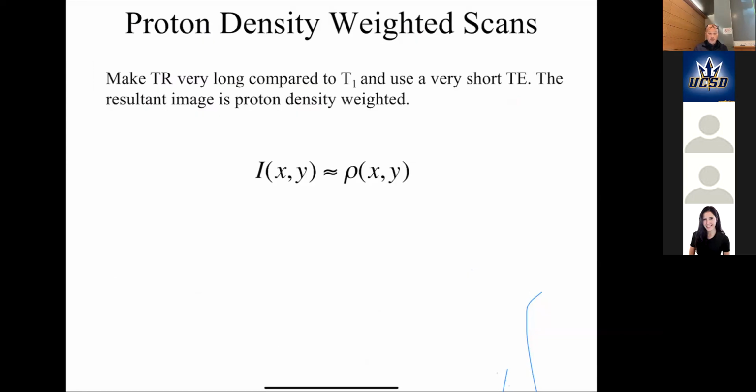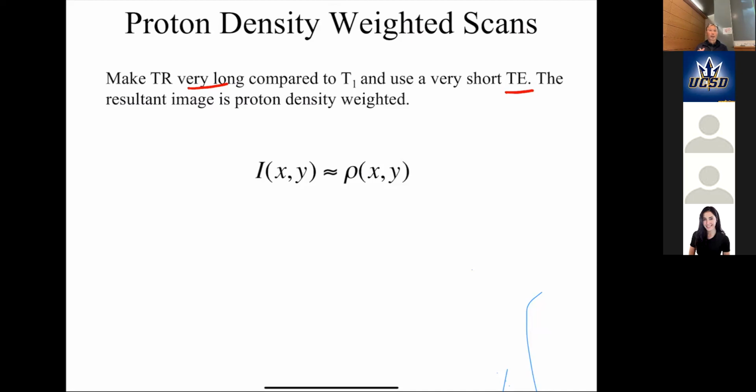And the last thing you can do is proton density, which is you just make TR very long, to get rid of T1 dependence, and make TE very short. And what does very long and very short mean? Well, typically for very long, you make the TR as long as the system will allow. Typically in a problem, it'll say your maximum TR is this. Typically that's about 12 seconds or 15 seconds.